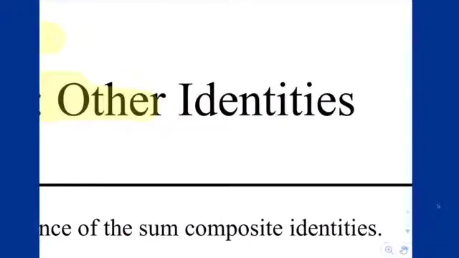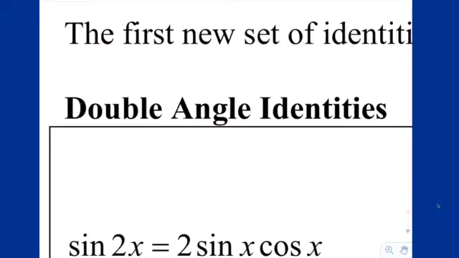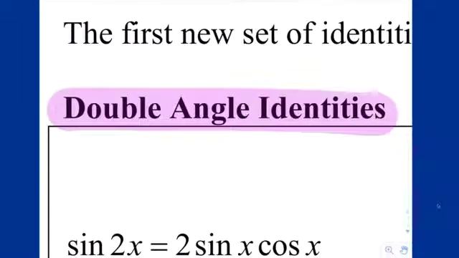So other identities, kind of a bland name for a section, right? Other identities. But these are the last of the identities that we're going to memorize. So the first new set of identities we call the double angle identities. And the double angle identities, you've kind of already seen in the last proof in the previous set of notes.